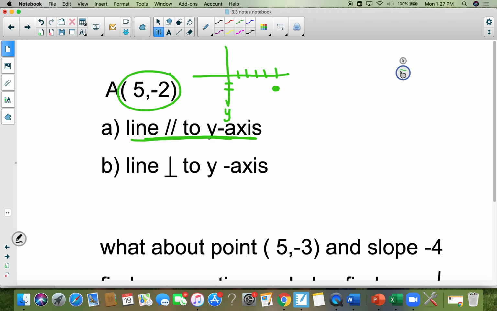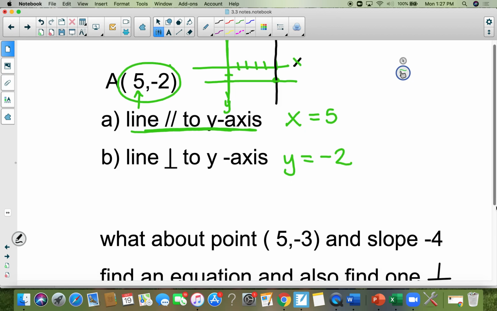This is the y-axis. This is the x-axis. So if you want to be parallel to the y-axis, it makes a vertical line, and all vertical lines start with the letter x. And what does x equal in this problem? 5. They want you to find a line perpendicular to the y-axis, which would make a horizontal line through that point. And all horizontal lines start with the letter y, and y equals -2. So that's all you're doing on that.